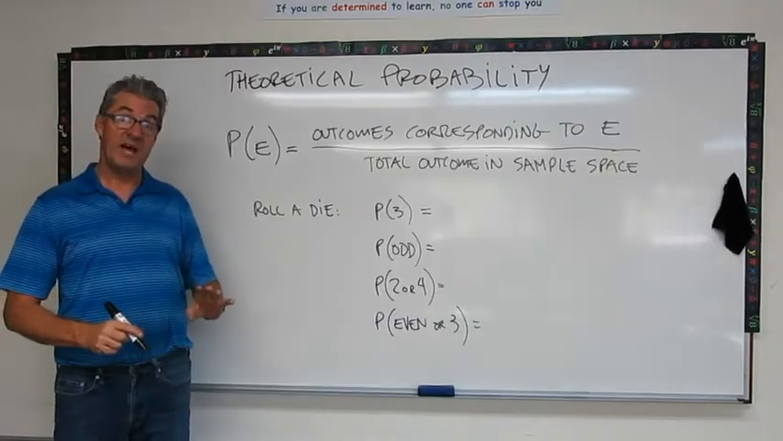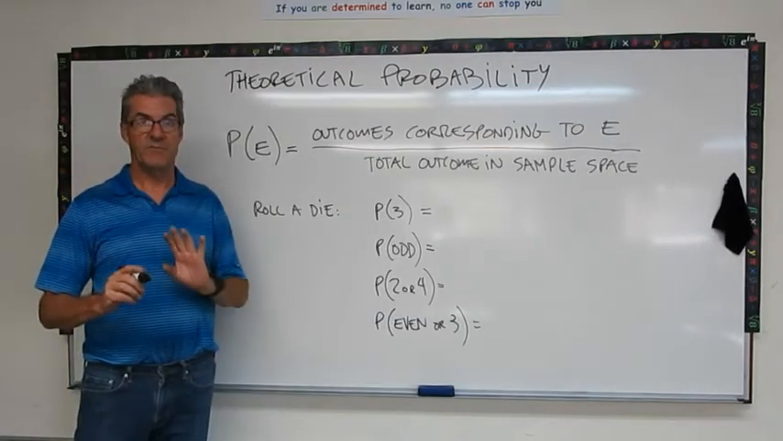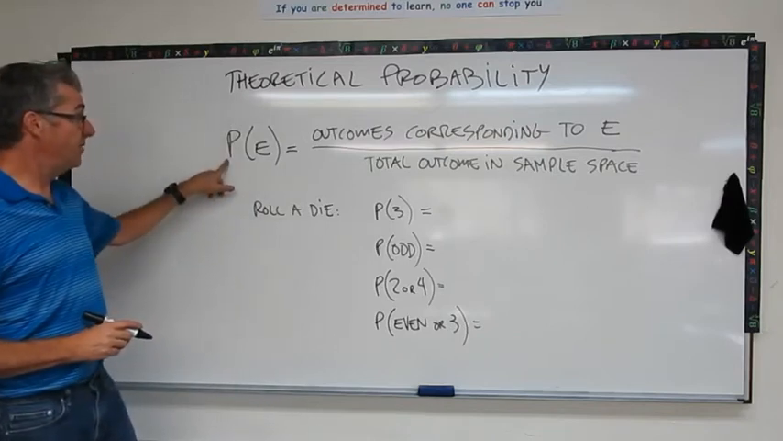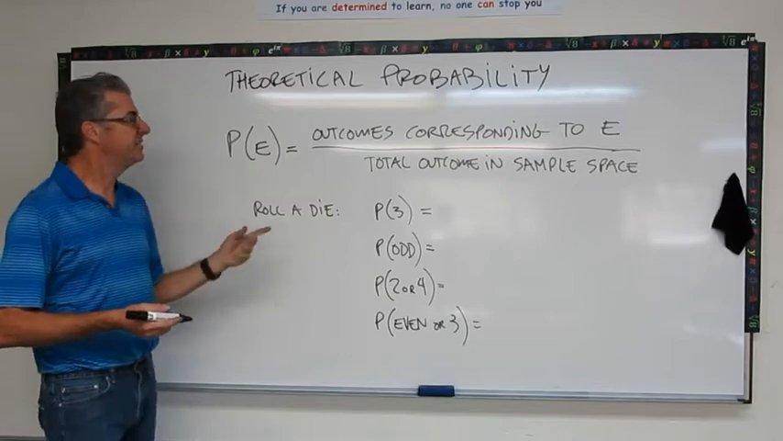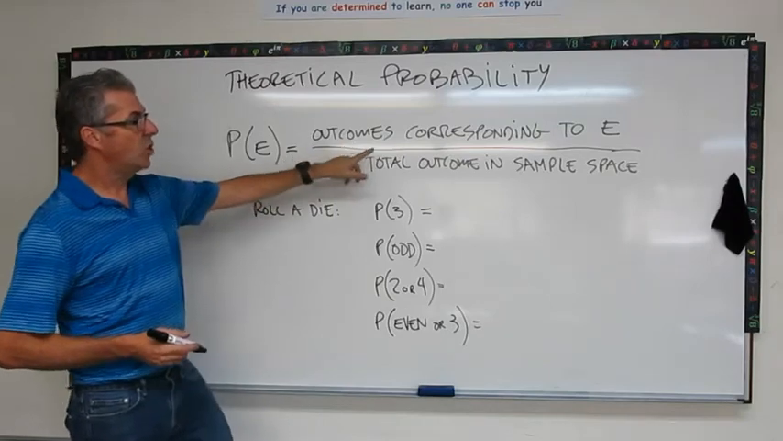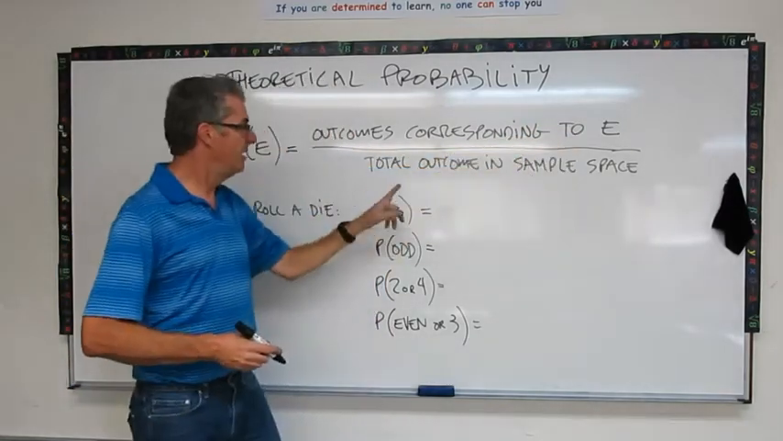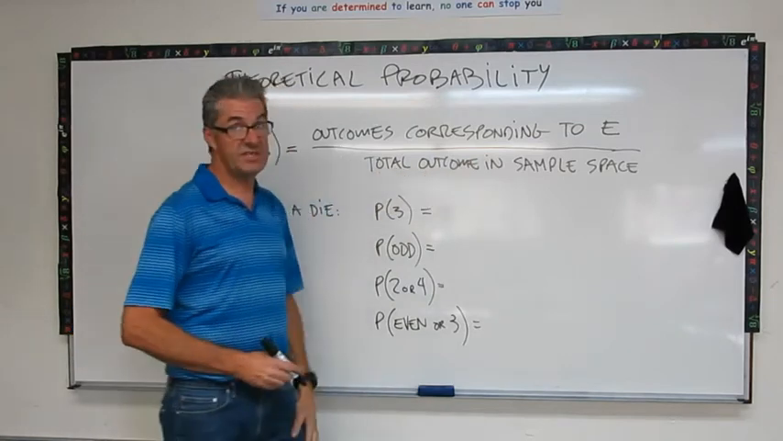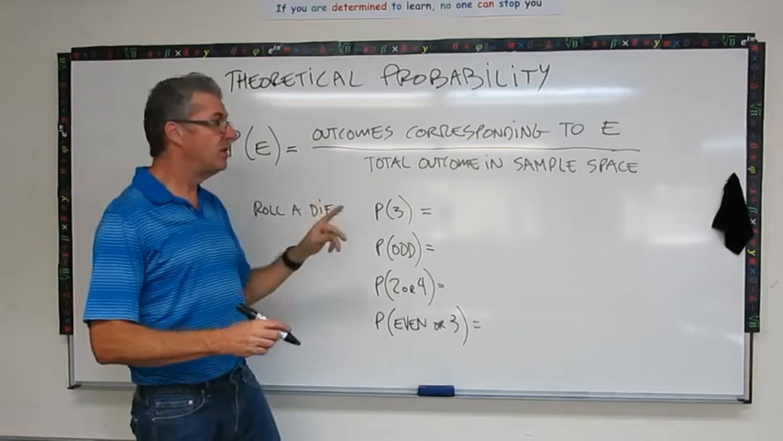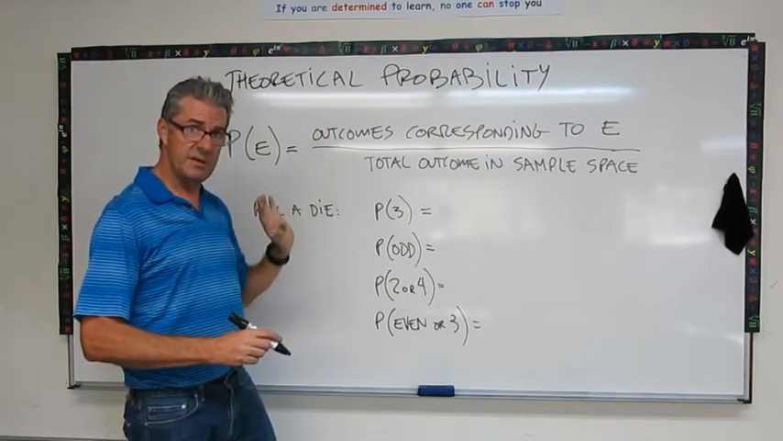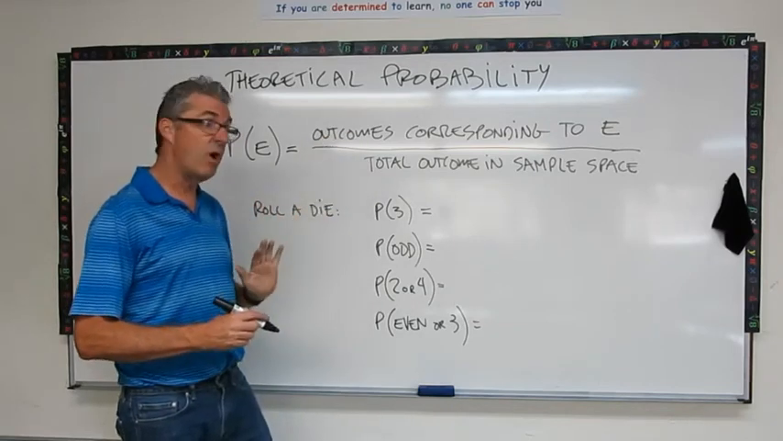Okay, let's formalize our definition for calculating probabilities. The probability of E, this is some event E, we're just calling it E, it could be a bunch of things. It's the number of outcomes that correspond to E over the total outcomes in the sample space. So that might seem like a lot of words. Let's put it into an example. This is a little bit more general than what we did on the last board, but you'll see why.